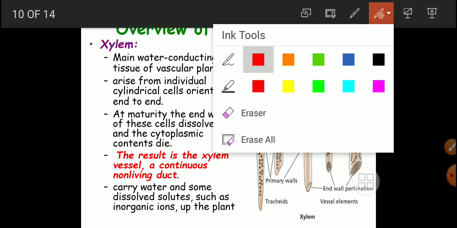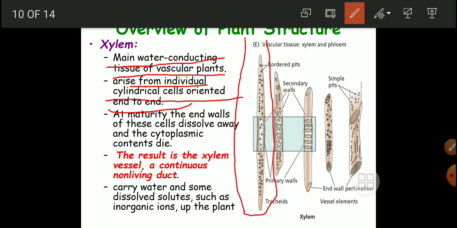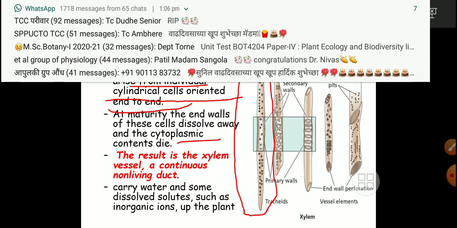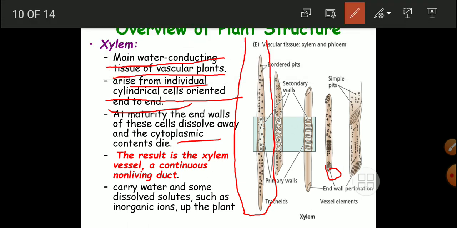Now here, structure of xylem, main water conducting tissue of a vascular plants, arises from the individual cylindrical cells oriented end to end. So here the structure you will be able to see in case of the vascular tissue, that is a xylem, isn't it? Border pits are there. At maturity the end walls of these cells dissolve away and cytoplasmic content die. At maturity the end walls of this one becomes dead, isn't it? Cytoplasmic content die.